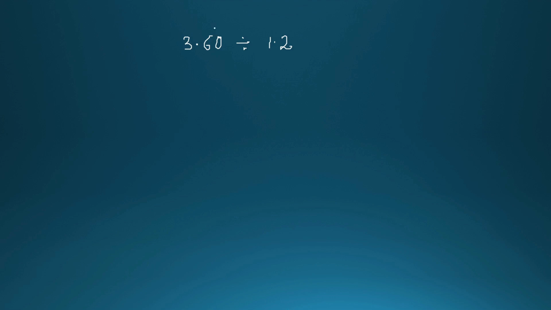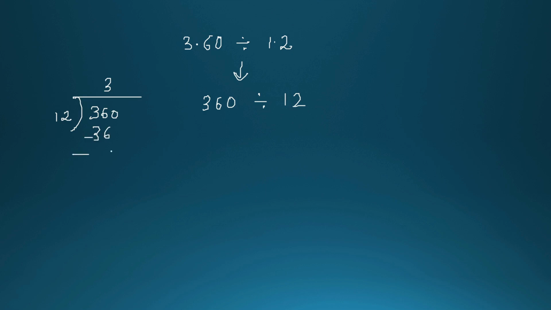Let's take another example, and we will divide 3.60 by 1.2. So in step 1, we have to consider both the numbers as whole numbers. So it will become 360 divided by 12. Let's perform the long division method and divide the two numbers. So we'll keep 360 as the dividend and 12 is my divisor. So 12 times 3 is 36. I'll subtract both of them and I'll get 0. I'll bring down the 0 and solve it further by adding a 0 in my quotient. And finally, I got my remainder as 0. So my answer is 30 over here.